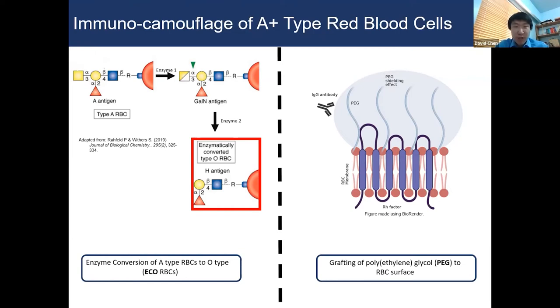But we also wanted to explore shielding minor antigens, such as those of the Rh group, from immune recognition, as this can also complicate transfusions. And to accomplish this, we grafted a molecule called polyethylene glycol, or PEG, to the cell surface, with the theory being that this will shield minor antigens from antibody recognition. So my goal this summer was to combine these two modifications on A-positive red blood cells and explore how this affected immune recognition and stability. Moving on to the next slide.